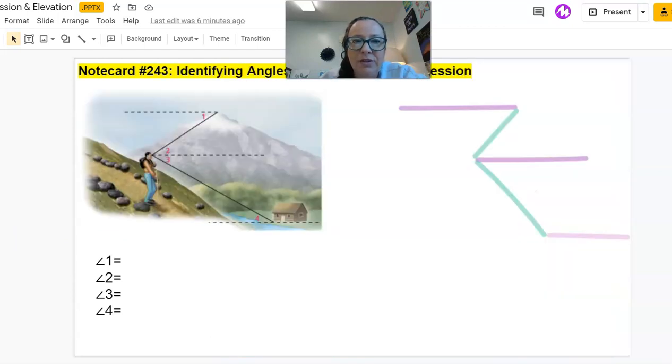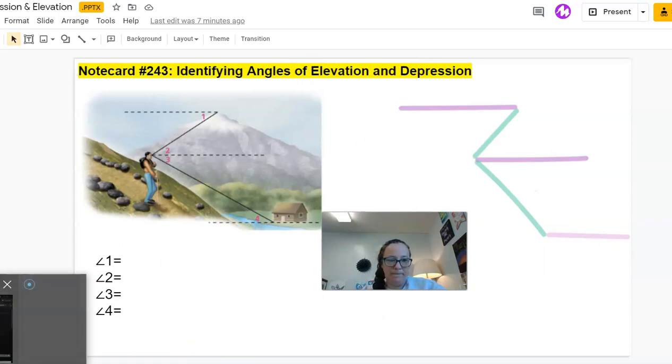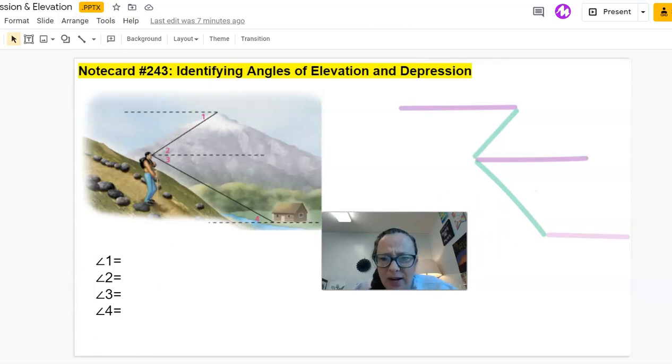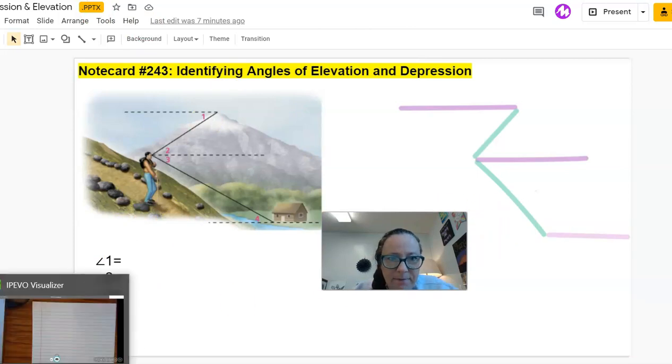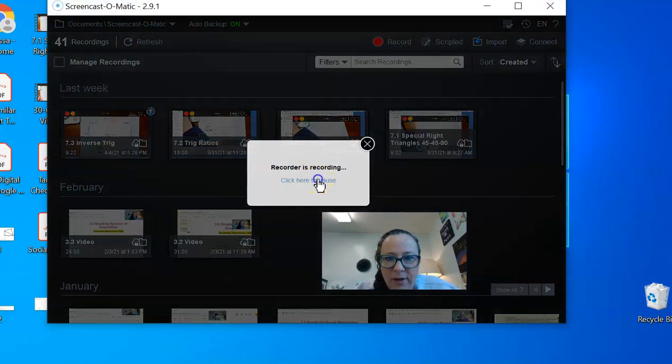All right, so here's note card 243. We are identifying angles of elevation and depression from this image. It's not letting me pause. Hold on. That's funny. Okay, well, it's all right.